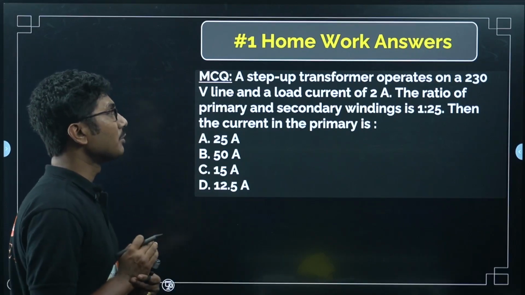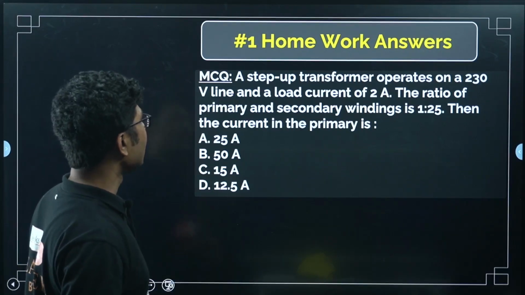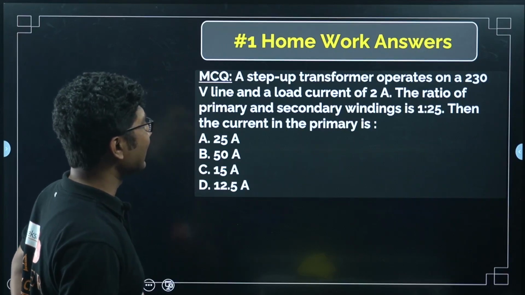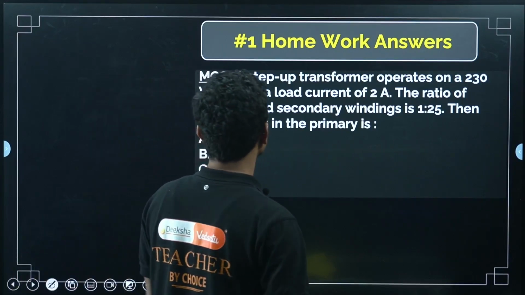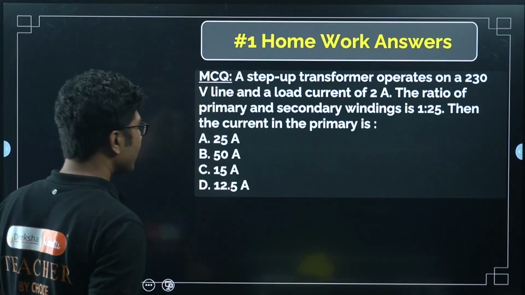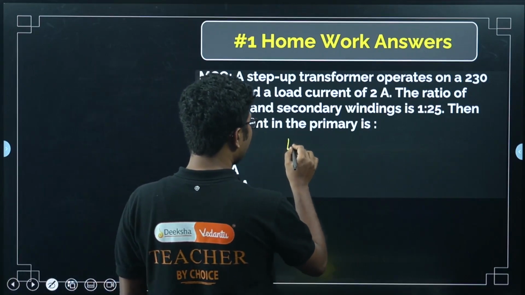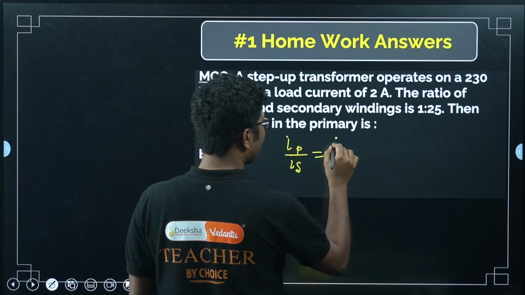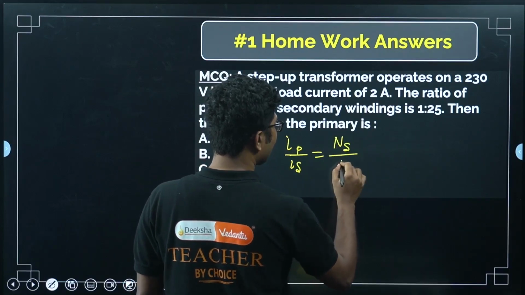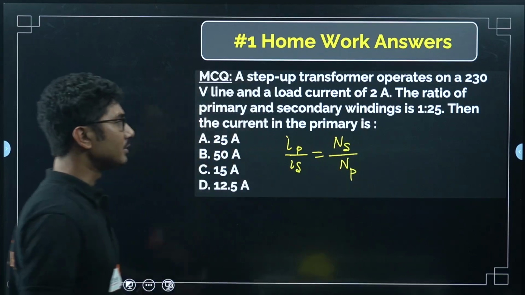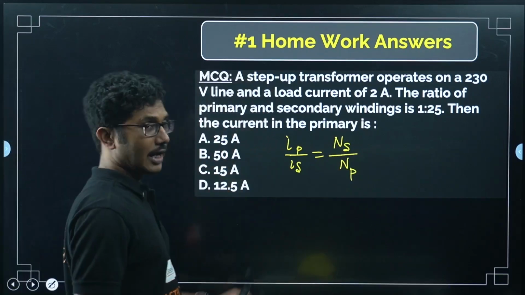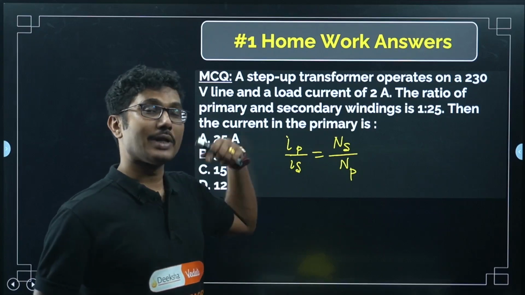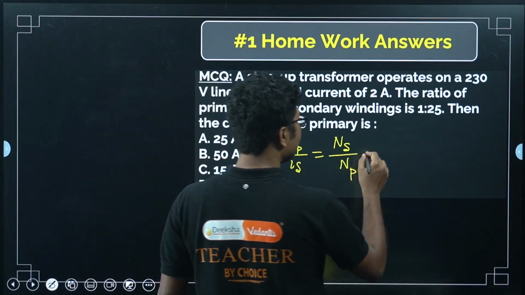A step up transformer operates on a 230 volt line and a load current of 2 ampere. The ratio of primary and secondary windings is 1:25. Then the current in the primary is? So we know that current in the primary divided by current in secondary is number of turns in secondary divided by number of turns in primary. It is opposite to that of the voltage. How this came to be, you have to watch my yesterday's video as well as day before yesterday's video, where I have discussed this.